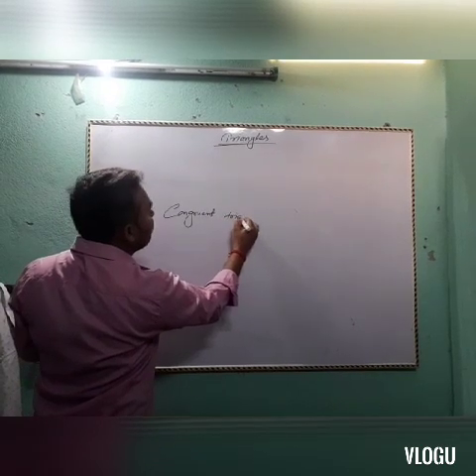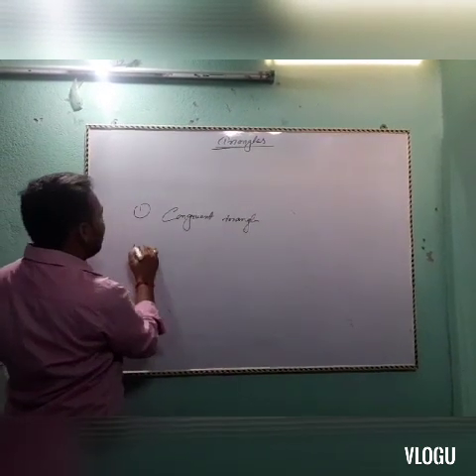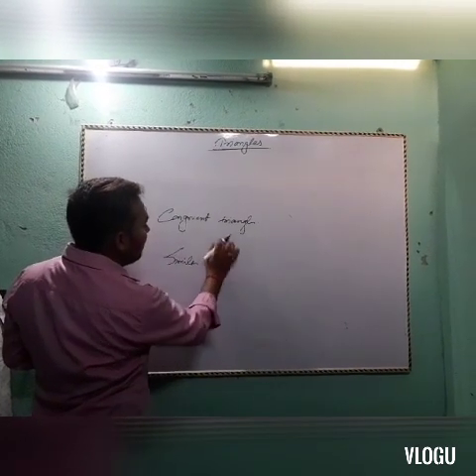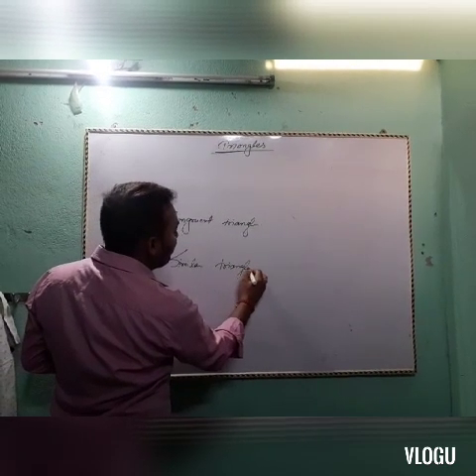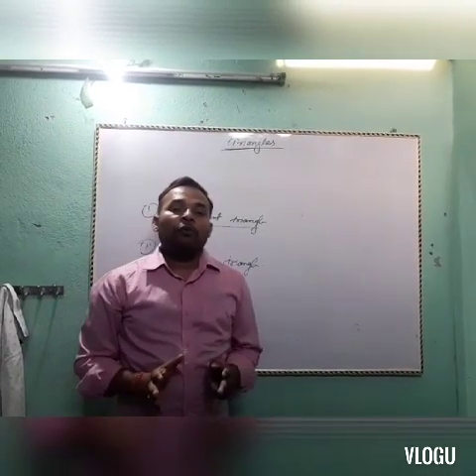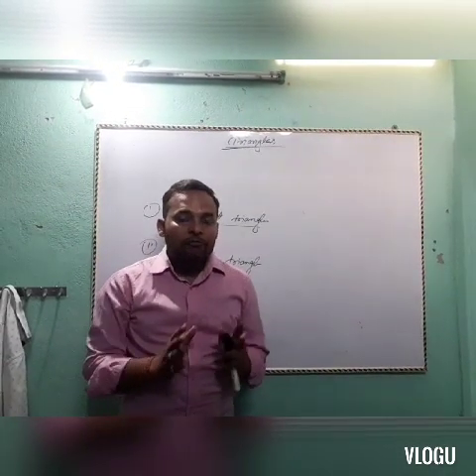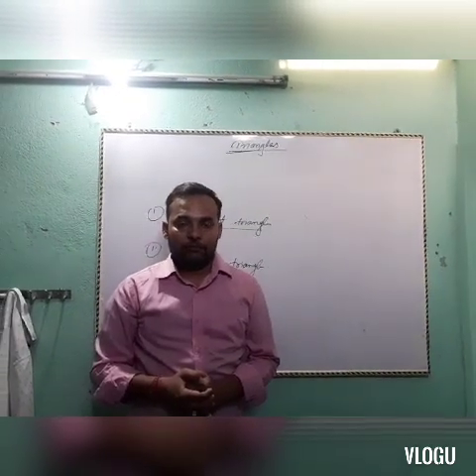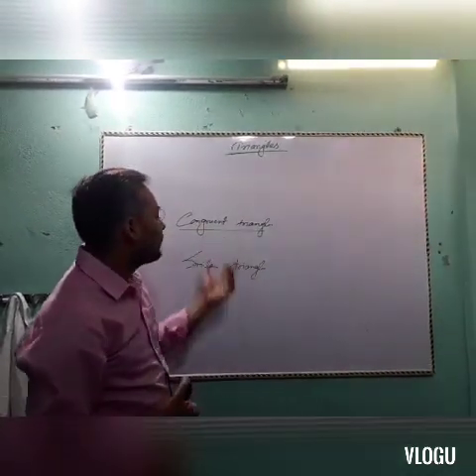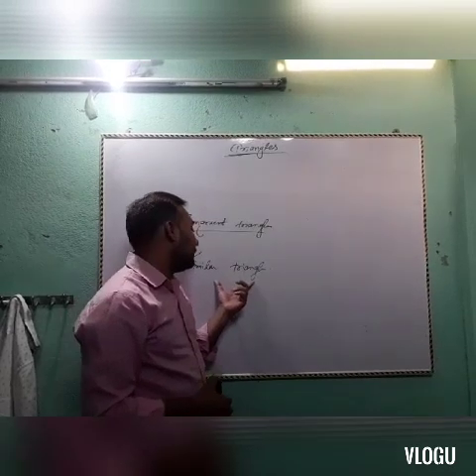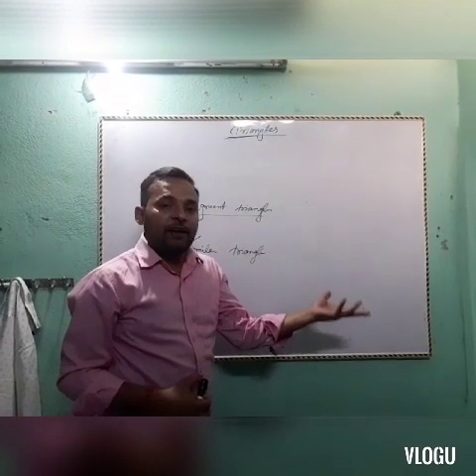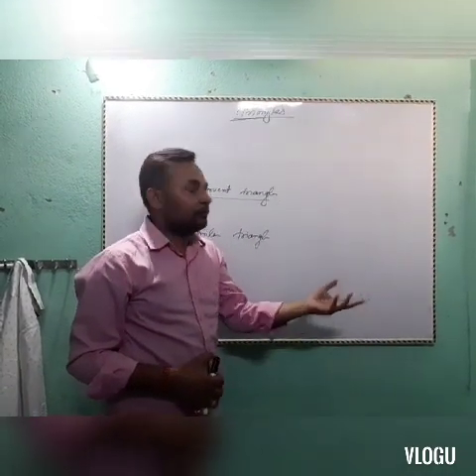Congruent triangles and similar triangles. What are congruent triangles? Two triangles which have the same shape and size are called congruent triangles. And two triangles that have only the same shape, maybe a different size.